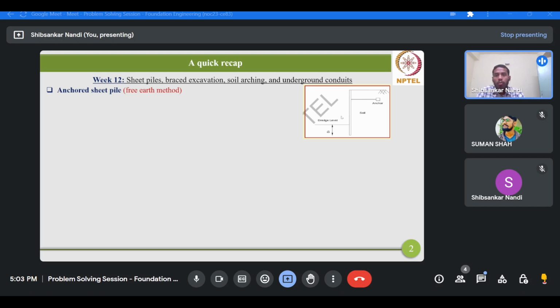Before that, we have seen that sheet pile walls may be of two types. The first one is a cantilever sheet pile wall and the next one is an anchored sheet pile wall. A schematic diagram of the anchored sheet pile wall is presented in this slide. So this is the anchored sheet pile wall and this is the anchor, by which the wall is anchored to the ground.